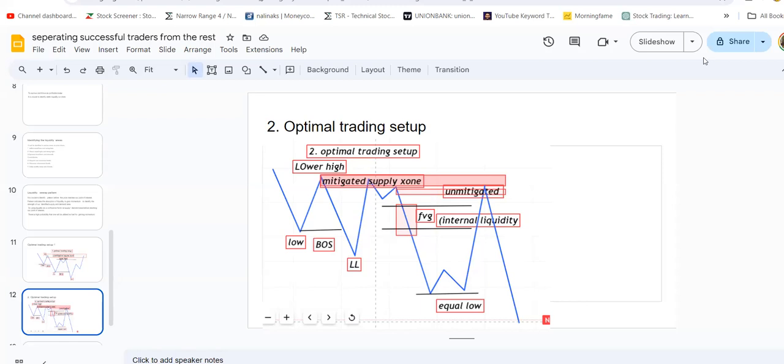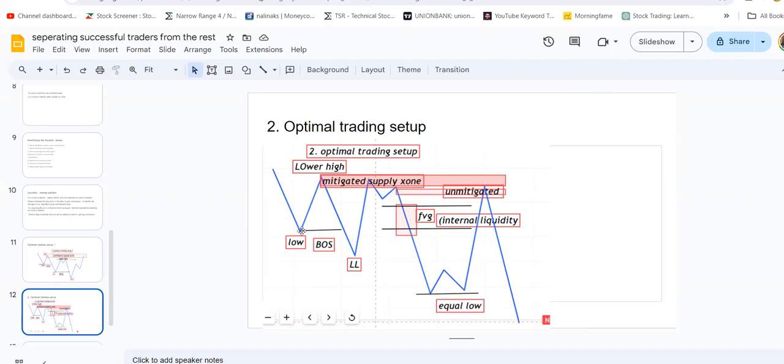Here, while explaining the optimal trading setup in this smart money concept, some internet issue happened, so I was not able to record the whole thing. Now I'm going to continue the video, which was cut off. I'm discussing the second optimal trade setup.